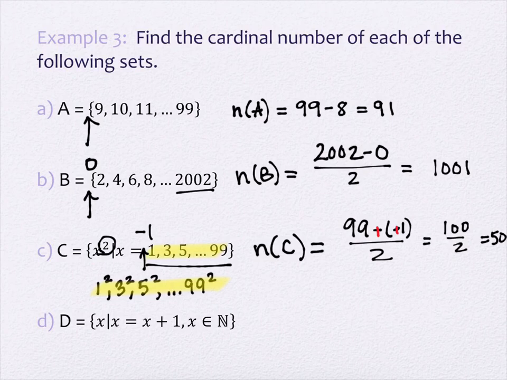D is interesting. D says that it wants all the numbers x, where x is equal to x plus 1. It has to be natural numbers to make this work. The description itself says natural numbers. So I need numbers so that when you add 1 to them, they're equal to themselves. What's a number that's in my set?